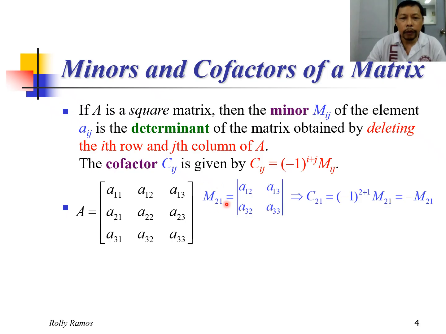While the cofactor of this element A21, denoted by C21, is simply equal to negative 1 raised to i plus j, but i is 2 and j is equal to 1. So that would be negative 1 raised to 2 plus 1 times the minor of element 21, which is M21. So negative 1 raised to the third power is negative 1. So C21 is equal to negative M21.